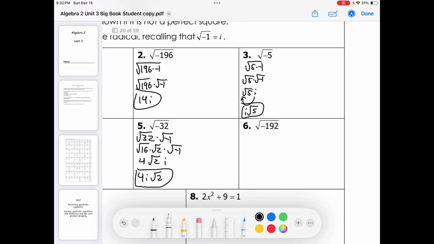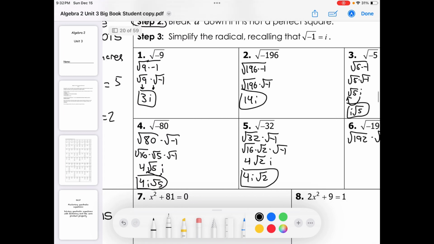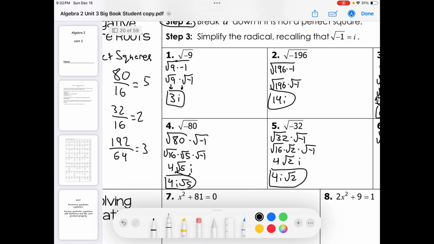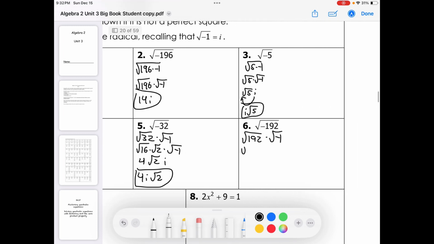And finally, for number 6, we have the square root of negative 192. So I'll first write that as the square root of 192 times the square root of negative 1. Go back over to the list to see if 192 can be divided by any of these things. And there are multiple, but the biggest one that the square root of 192 can be divided by is 64. 192 divided by 64 is 3. So I could break down the square root of 192 into the square root of 64 times the square root of 3, and then the square root of negative 1.